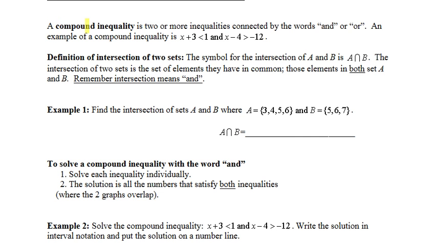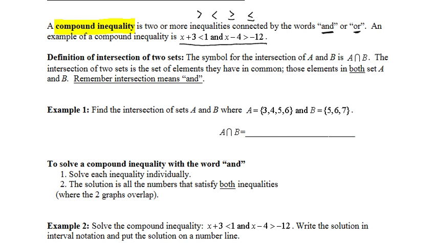We're going to be looking at compound inequalities. Compound, more than one thing's going on. Inequalities, we know those are our greater thans, our less thans, our greater than or equal tos, or our less than or equal tos. And you're going to see two connecting words, "and" and "or," and they are completely different from one another. So here's one example. x + 3 is less than 1 and x - 4 is greater than -12. This is a compound inequality that we'll be solving.